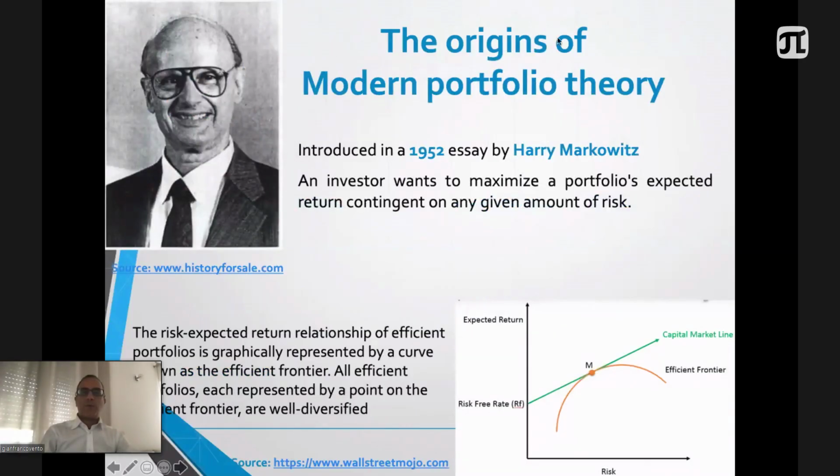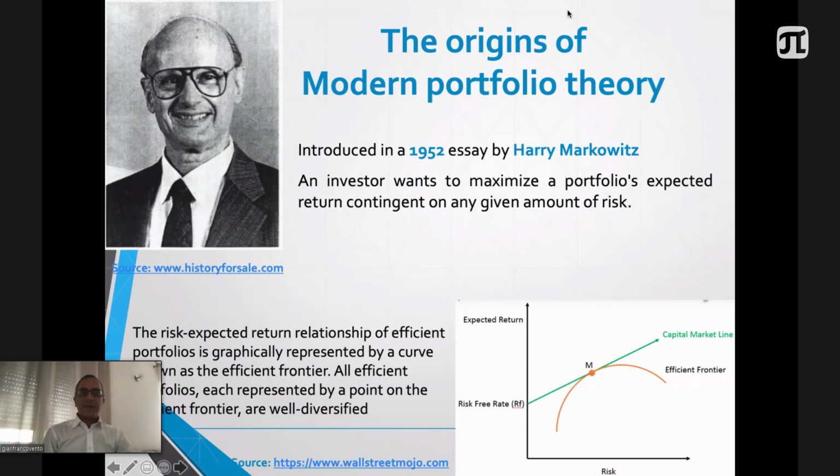What is the modern portfolio theory? It is a theory which was introduced in 1952 by Harry Markowitz. The idea behind modern portfolio theory is that an investor wants to maximize portfolio expected return given a certain amount of risk he wants to take. So there is a trade-off between expected return on one hand and risk on the other hand.